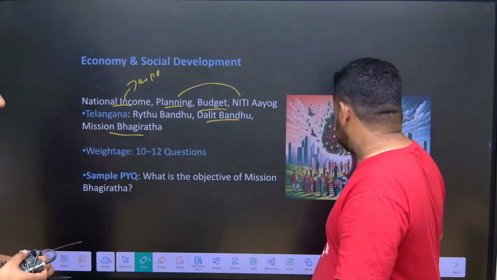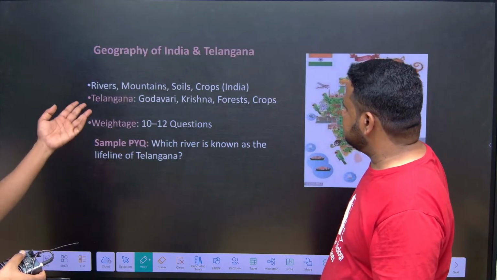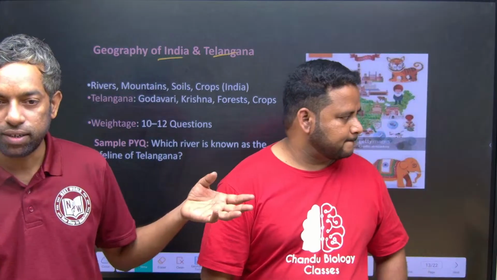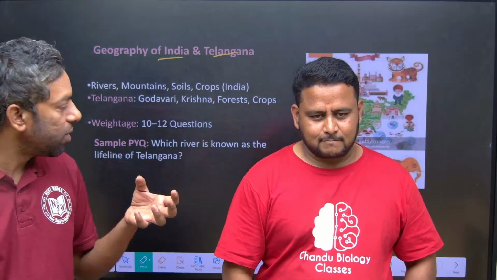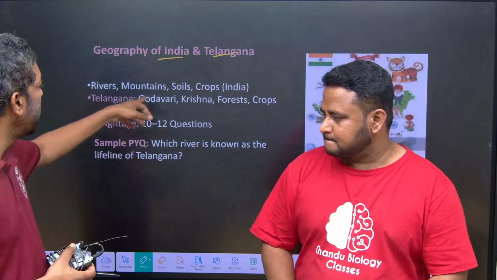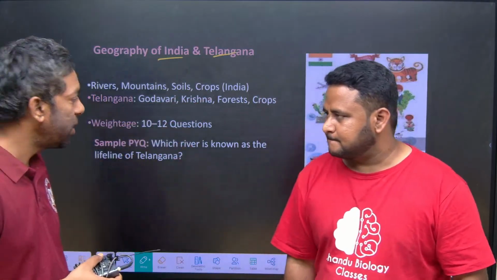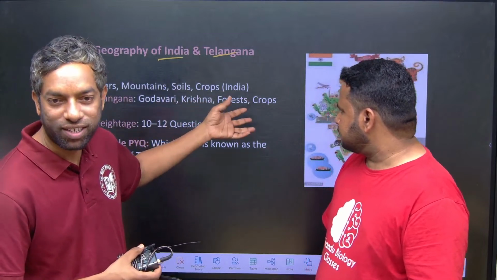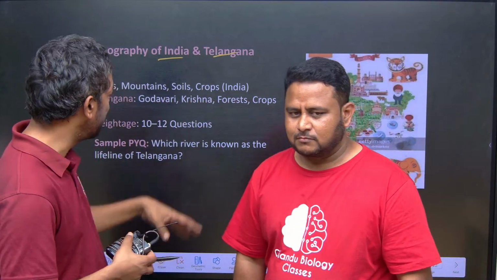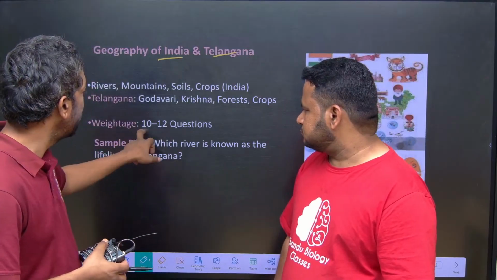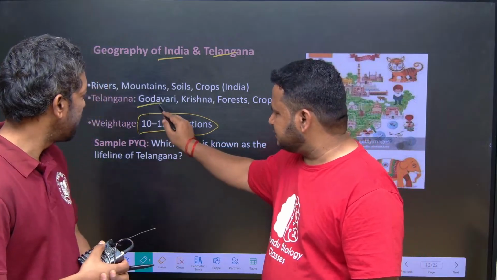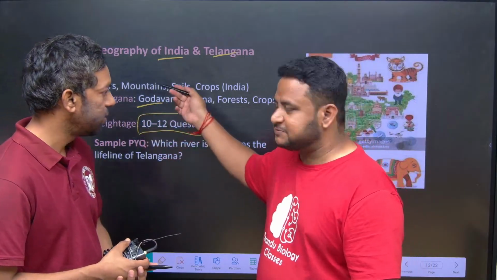And if we come to geography, Telangana geography and India geography, they can ask you direct questions like rivers, the topography of Telangana, mountains, soils and crops, the Godavari and Krishna rivers, and forests and national parks. These kinds of questions they can ask you, with a weightage of about 10 to 20 marks. On these rivers, they can ask about their tributaries and the dams built across them.